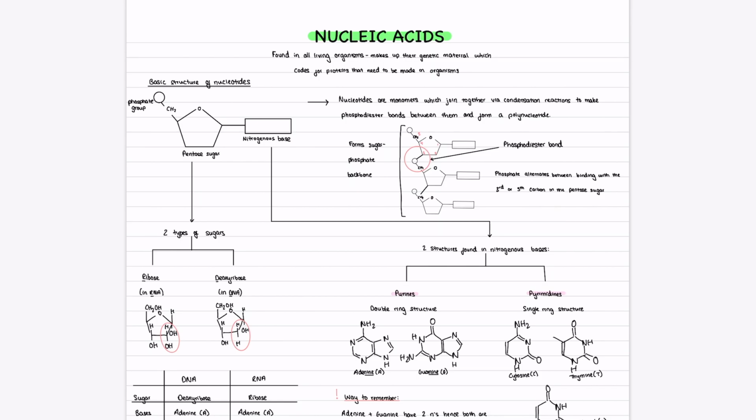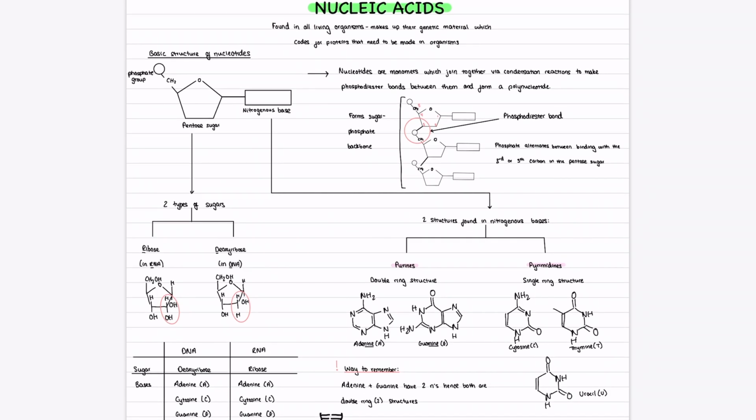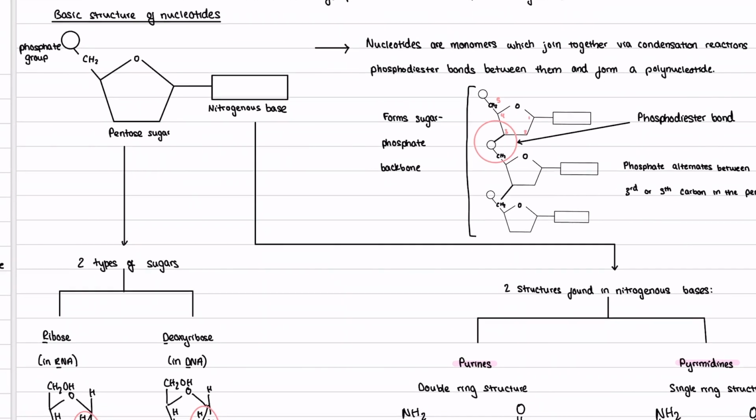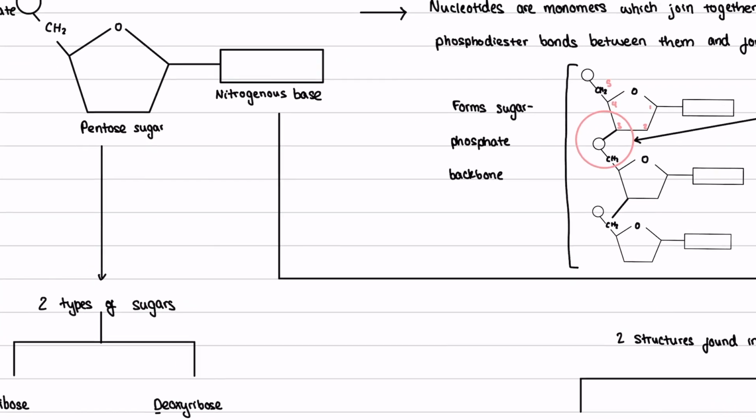In this video, we'll be going through nucleic acids, which is a part of the biological molecules topic. Nucleic acids are found in all living organisms. It makes up their genetic material which codes for proteins that need to be made in organisms. If you refer back to the cell structure video, you will find this genetic material inside the nucleus.